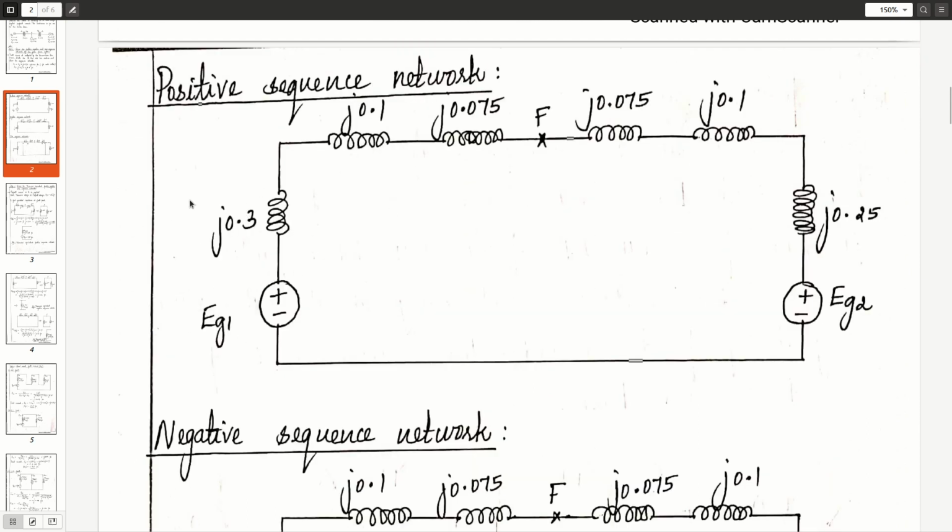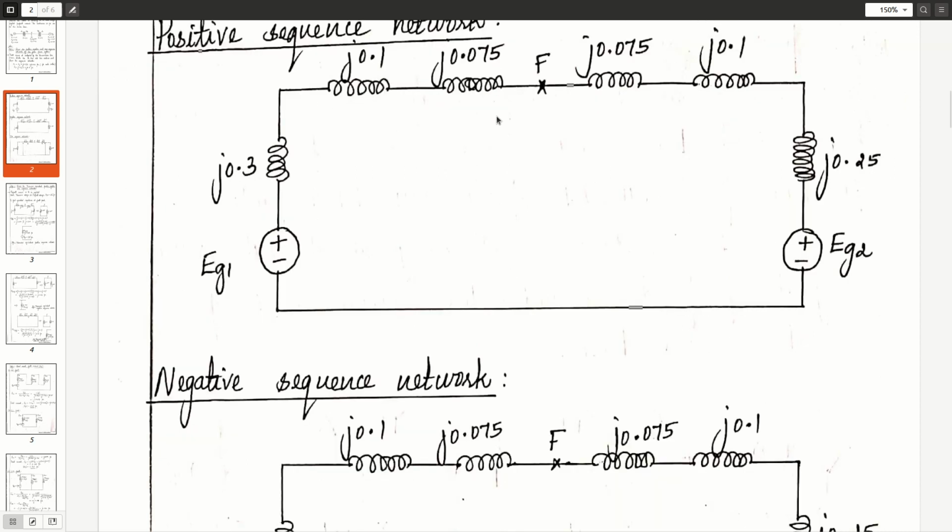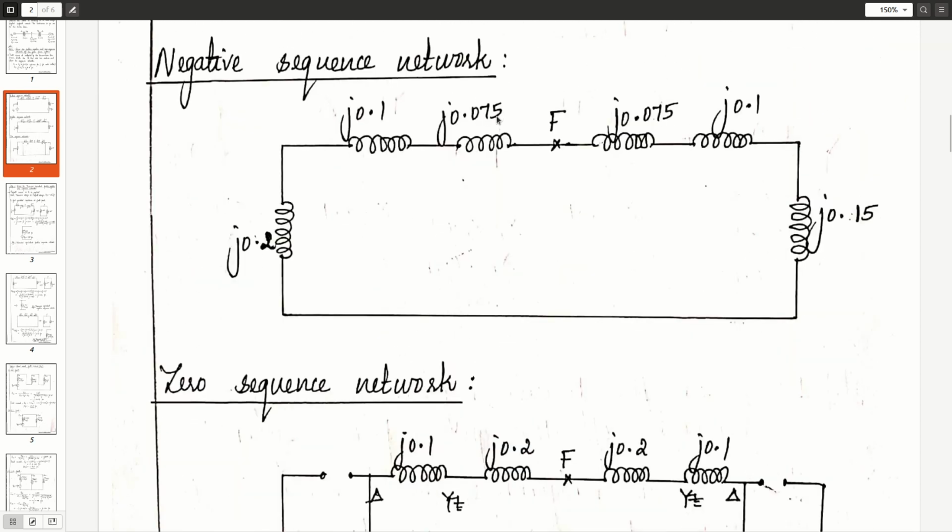This is the equivalent circuit of a generator. This is the reactance of transformer 1. This is one half of the transmission line. This is the reactance of the second half of the transmission line. This is the reactance of the transformer. This is the reactance of machine 2. This is the EMF source of machine 2. Okay, and copy down the reactances given from the power system network.